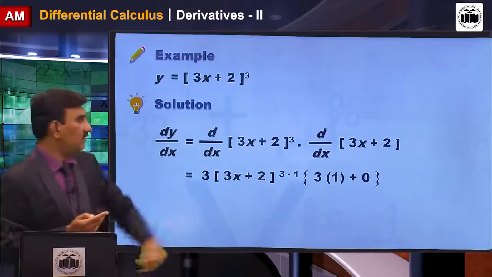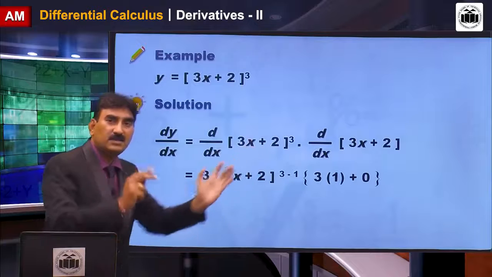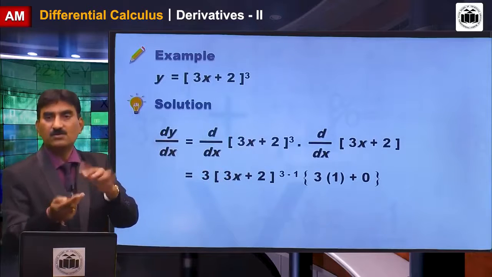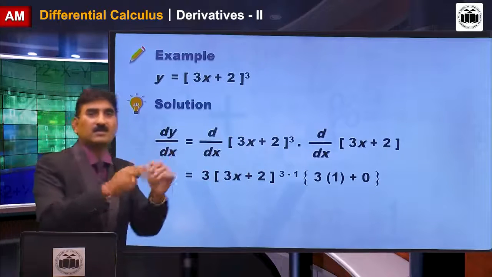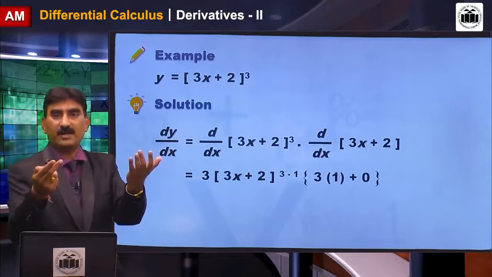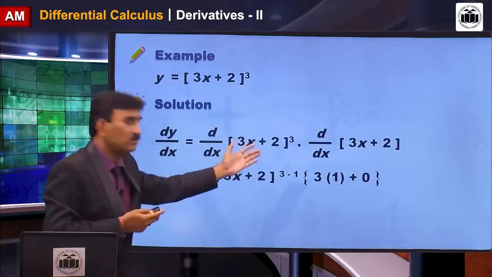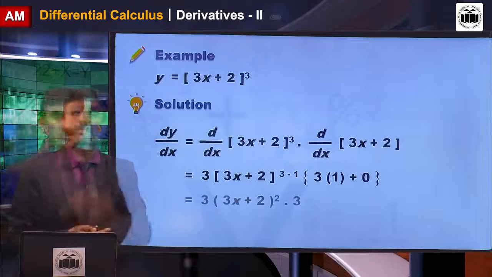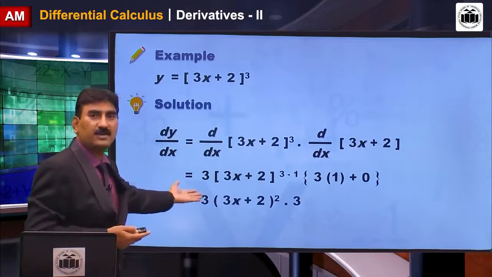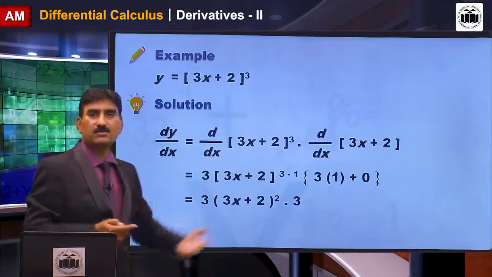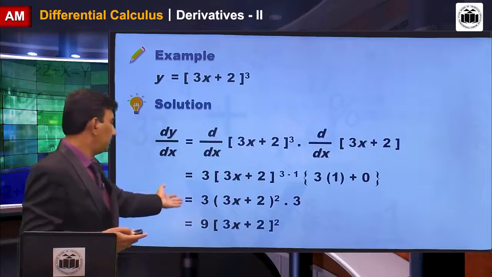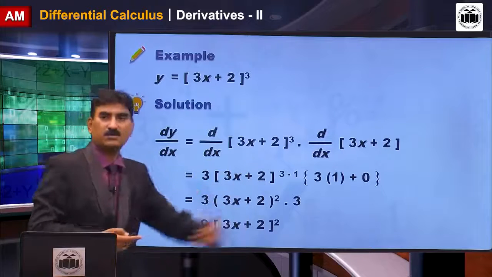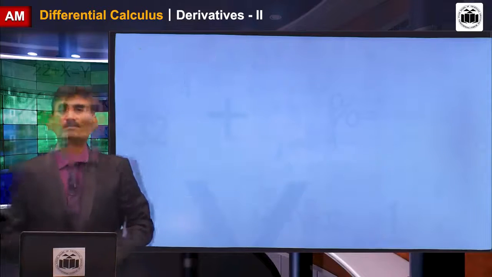Don't write the derivative of 3 is 0 into derivative of x is 1, then 1 into 3 into 0 into 1, that is 0. No, this is wrong. 3x, that means 3 with variable. So 3 is a constant, taking outside, then you take the derivative of x, plus 2 is without x, so that's why the derivative of 2 is 0. We get 3 into 3x plus 2 raised to 2 into 3. So finally 3 into 3, that is 9, 3x plus 2 whole square.